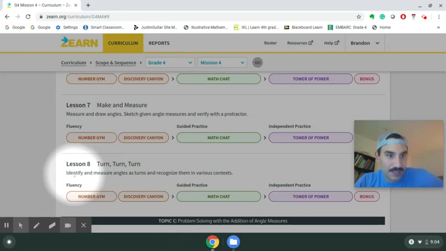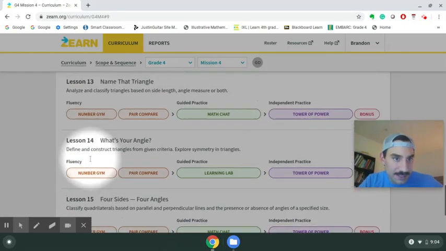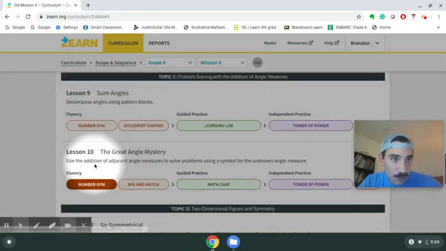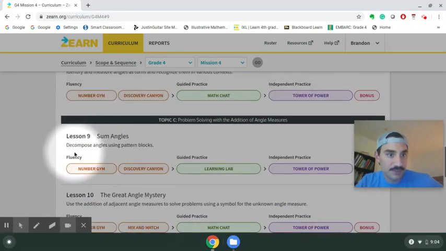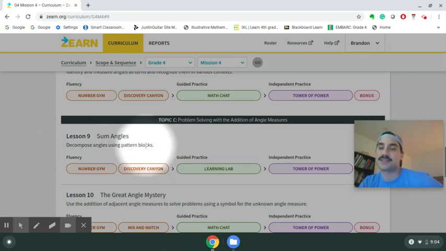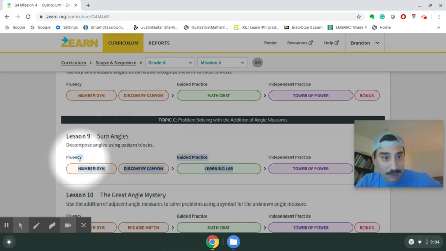All right, my friends, our objective for today. Let's go to lesson 9. Students will be able to decompose angles using pattern blocks. So when they say it's pattern blocks, what they mean are shapes. So we're going to go over a bunch of different shapes. We're going to learn how to find the degree measurement of angles within those shapes and what happens when we press those angles together.